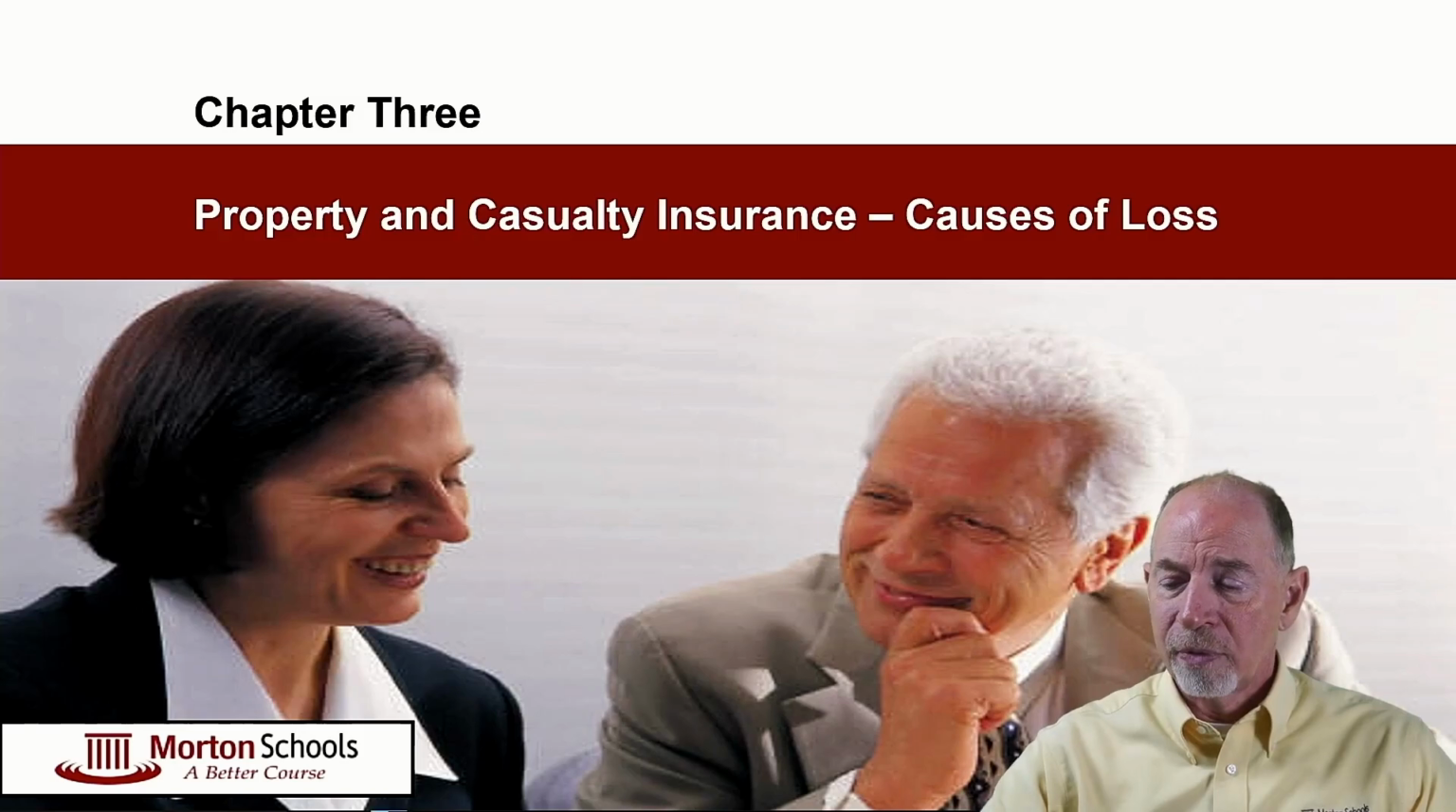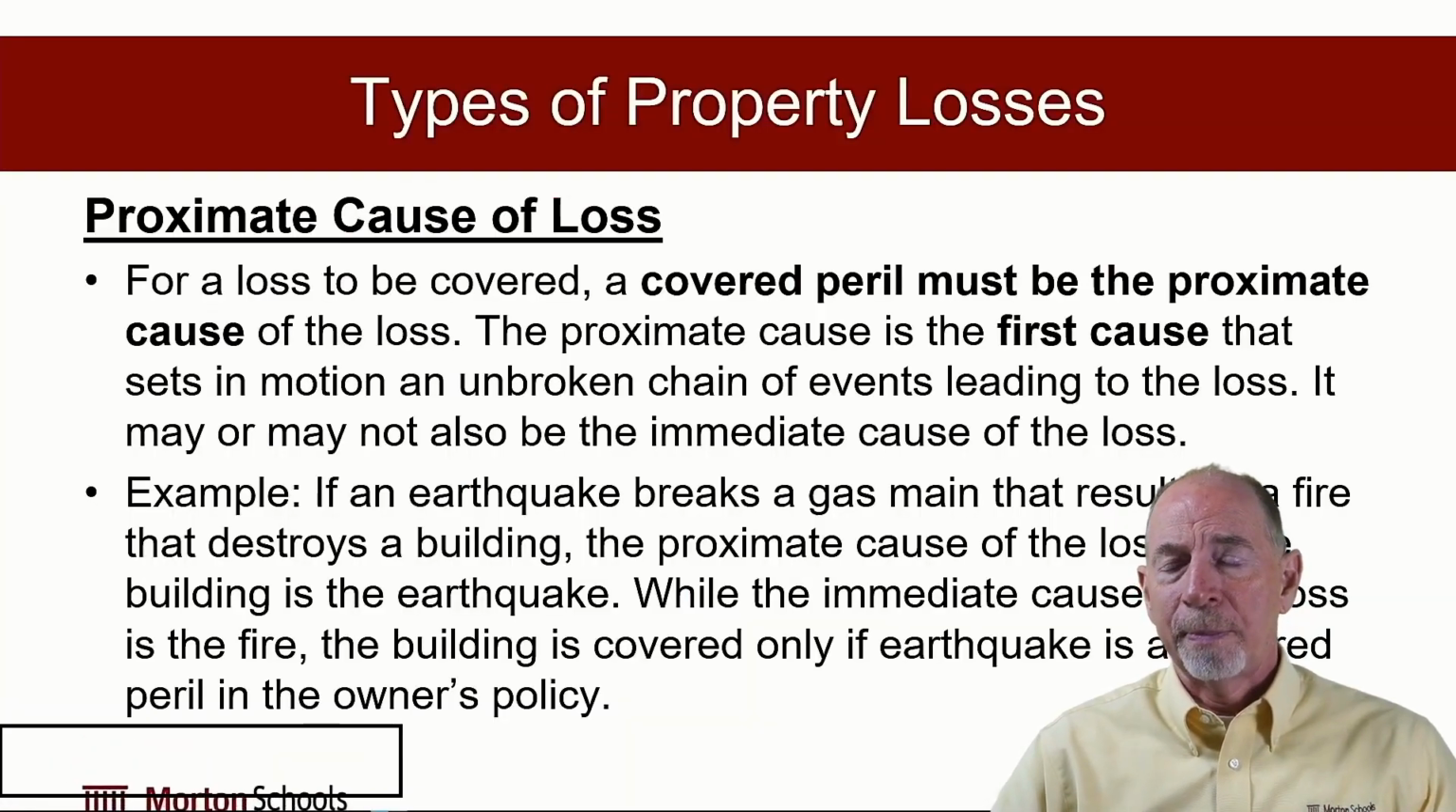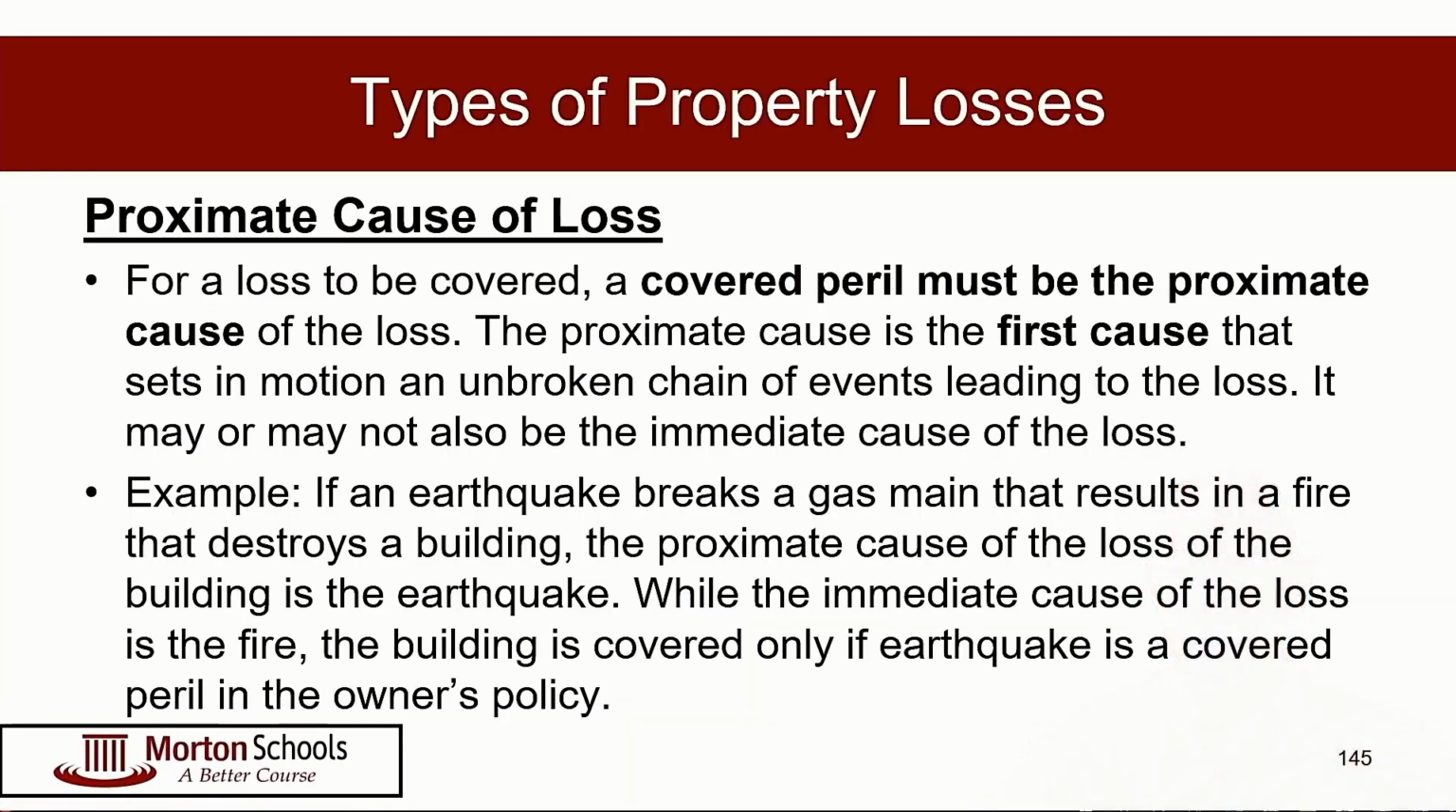Now, the first thing we're going to cover here is a definition. This is the definition of what is called a proximate cause of loss. The term proximate cause of loss means the first cause of loss, and it is the first event in a daisy chain that causes the loss, and in general, the cause of loss must be a covered cause of loss.